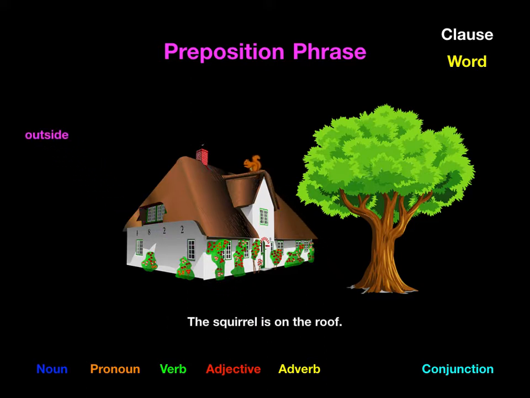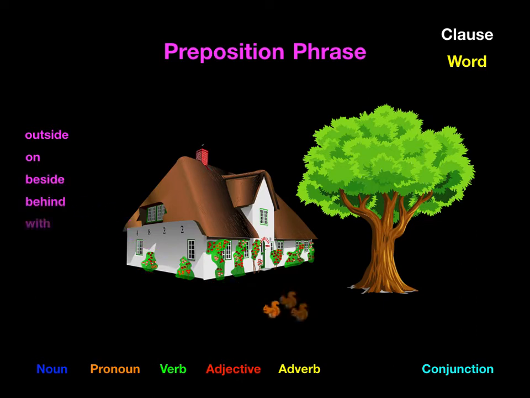Within this sentence, we have another preposition. The squirrel is on the roof. Here, on would be considered a preposition because it shows the squirrel's relationship to the roof. The squirrel could also be beside the roses. Here, beside is a preposition because it shows the squirrel's relationship to the roses. The squirrel could also be behind the house, or it could be with its friends.